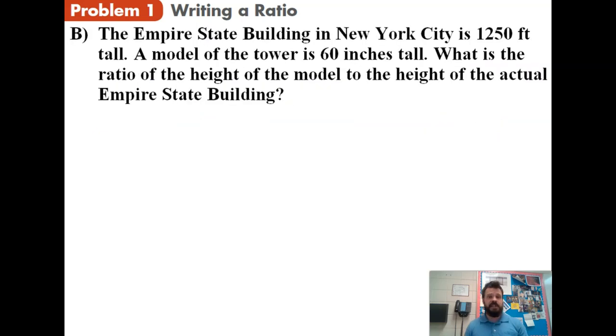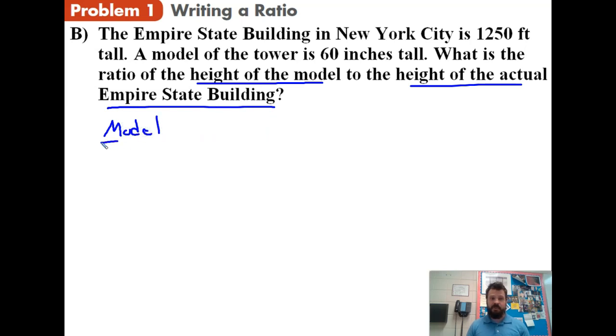All right, part B says the Empire State Building in New York City is 1,250 feet tall. A model of the tower is 60 inches tall. What is the ratio of the height of the model to the height of the actual building? Okay, so for this ratio, we want to do height of model to height of the actual building. So we'll put the model on top of our fraction and the building on the bottom.